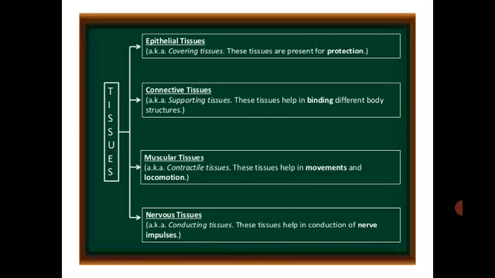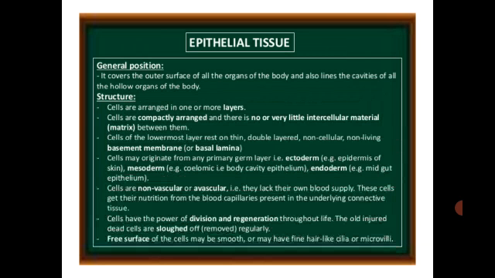Muscular tissues. These tissues help in movement and locomotion. Muscular tissues are composed of cells called muscle fibers. Muscle fibers contain actin filaments and myosin filaments, whose interaction accounts for the movement we associate with animals. Nervous tissues. These tissues help in the conduction of nerve impulses. Epithelial tissues. It covers the outer surface of all the organs of the body and also lines the cavity of the hollow organs of the body.